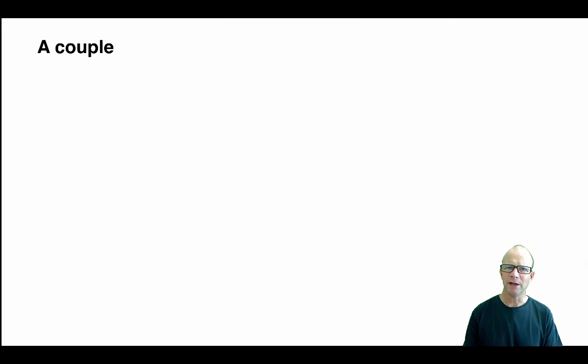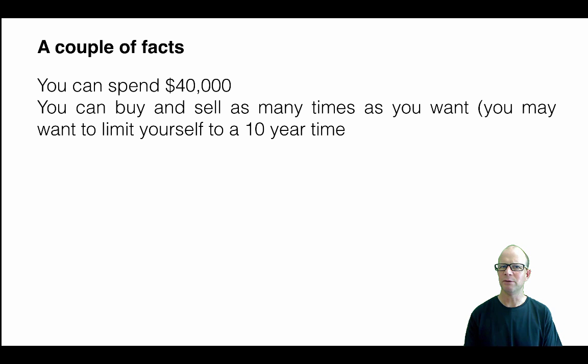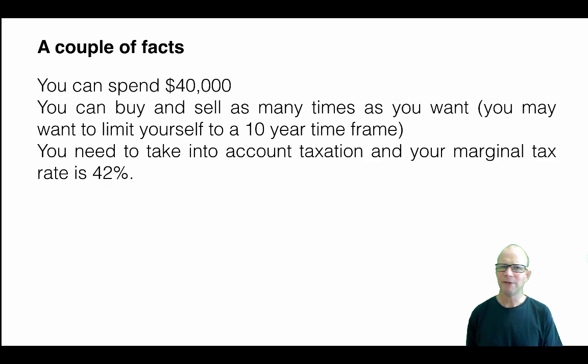So the next part gives you a couple of facts, and these are a bit of hints about which way to go with the project. A couple of facts are: you can spend $40,000. You can buy and sell shares as many times as you want, and you may want to limit yourself to a 10-year time frame. You need to take into account that you're going to have taxation there as well, and your taxation rate is 42%.